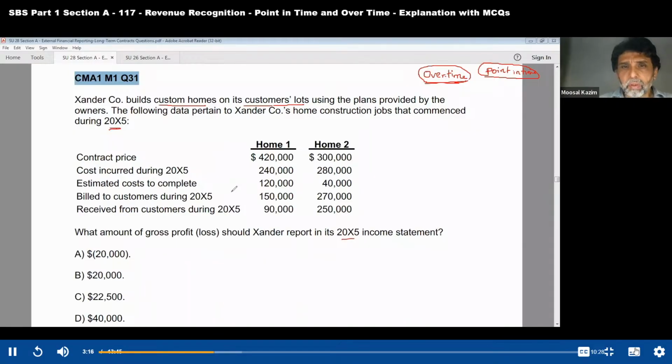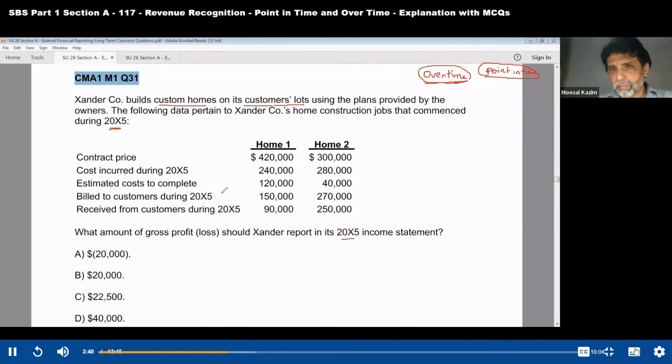right? So we would use something called the cost to cost method, which is called the input method. That means measuring the progress by the resources put in. So in this case, measuring the progress by the amount of money put in. So that is called the cost to cost method, right?